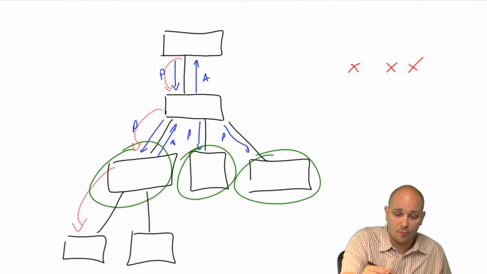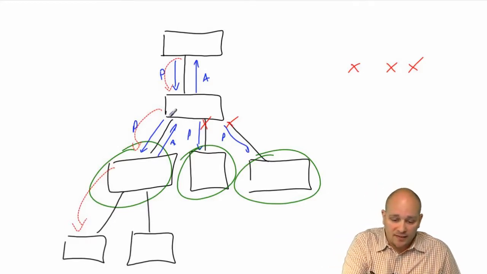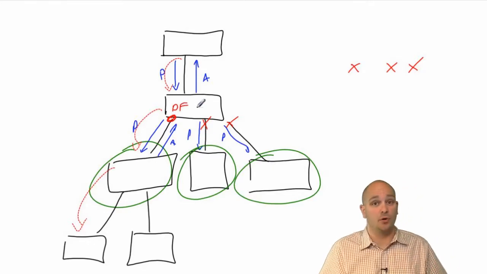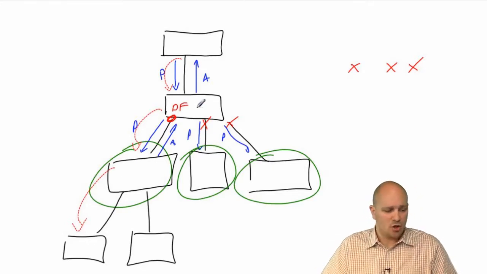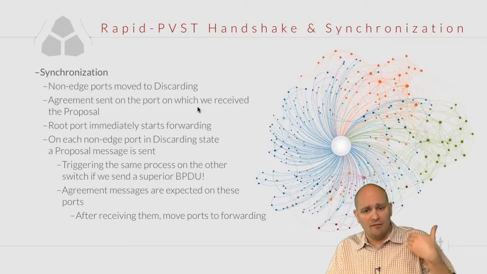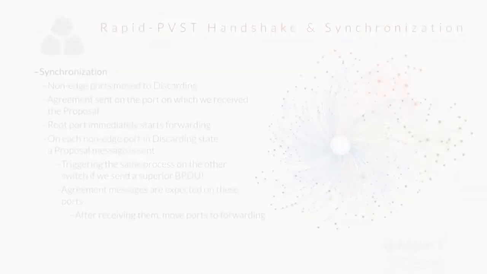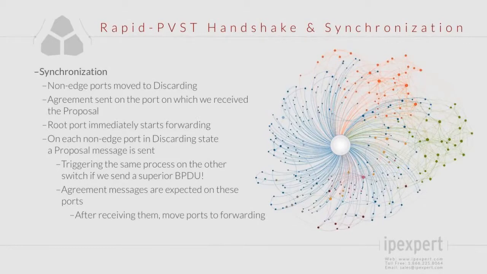So this port is no longer going to be blocking. This one is blocking or discarding, and this one is discarding. But this port here has transitioned to become a designated port in a forwarding state. So once that has happened, we have moved our port into the forwarding state and the synchronization on this switch has been completed. Let's now see all this in action.